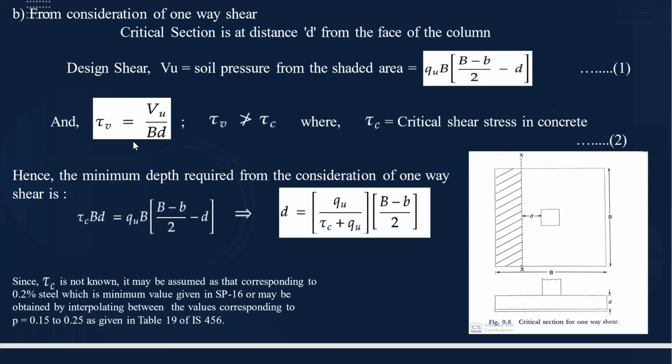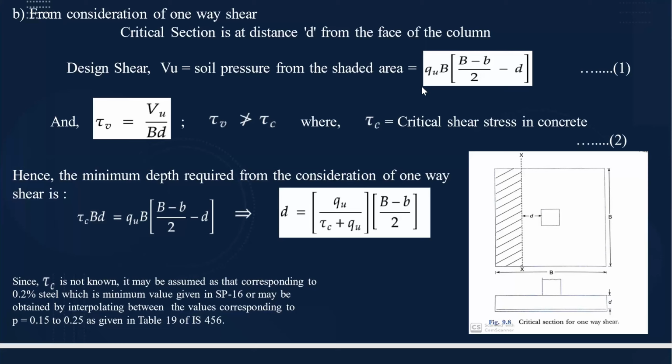Then the next thing is you have to calculate tau V, which is obviously VU by VD. Tau V should not be greater than or equal to tau C, and tau C is nothing but the critical shear stress in concrete. So the minimum depth required from the consideration of one-way shear is found by equating tau C BD to the soil pressure from the shaded area.